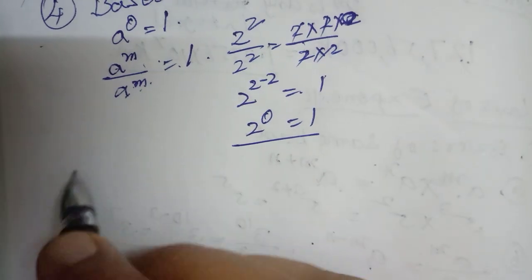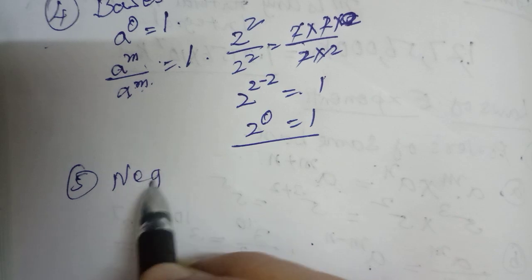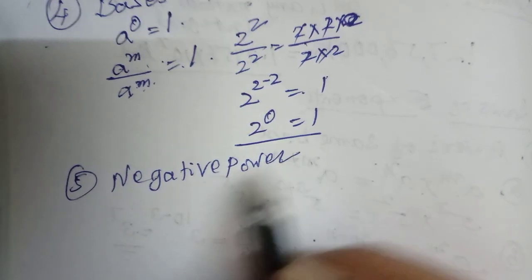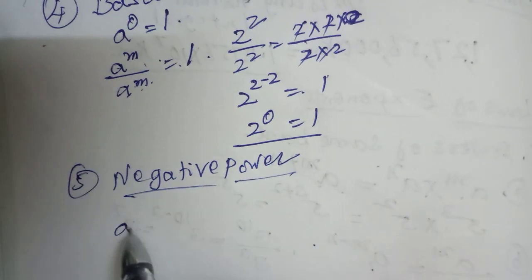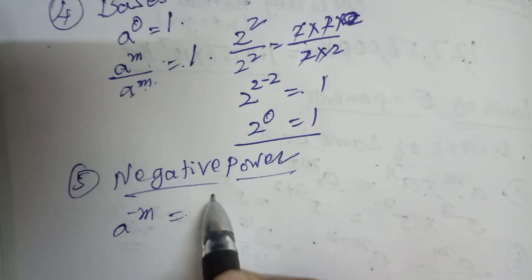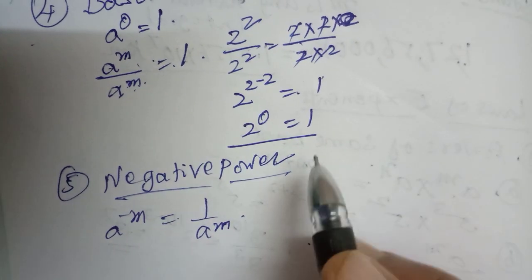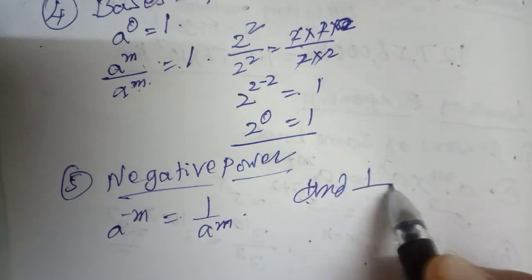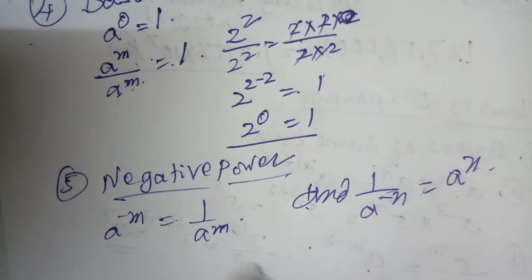So now let us understand the next important one, the negative power. What do you mean by negative power? a to the power of minus m is equal to 1 by a to the power of m, and 1 by a to the power of minus n is equal to a to the power of n.